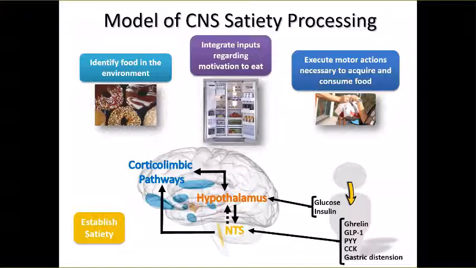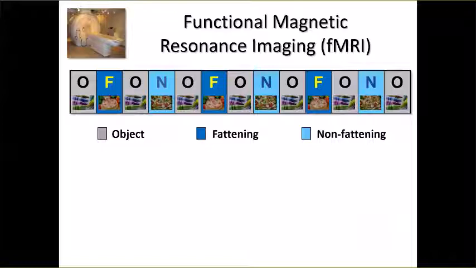So we were particularly interested in identifying brain regions that might be part of this process that's looping back and suppressing our interest in food. So what we use is functional magnetic resonance imaging. Functional magnetic resonance imaging is an indirect measure of neural activity, and it measures activity in response to a stimulus, in this case, images of food.